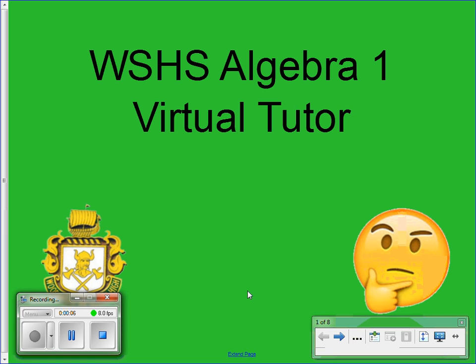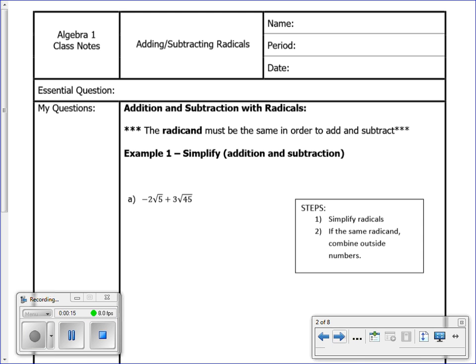Today our topic is simplifying addition, subtraction, multiplication of expressions containing radicals. So the radicand must be the same in order for you to add or subtract only. So it's just like combining like terms. You can only combine x's with x's. Same idea here. You can only combine the square root of 2 with the square root of 2.